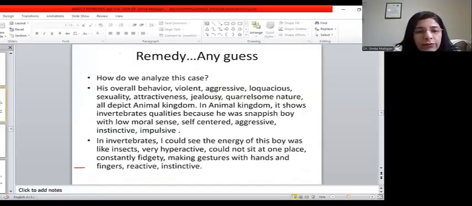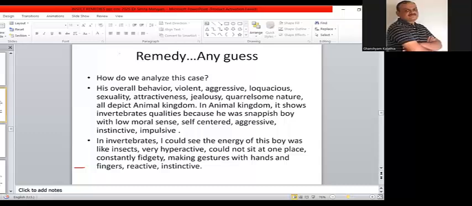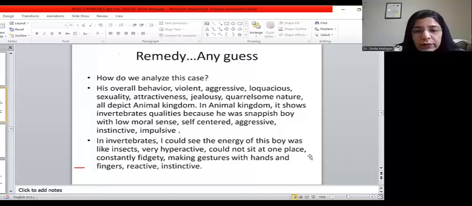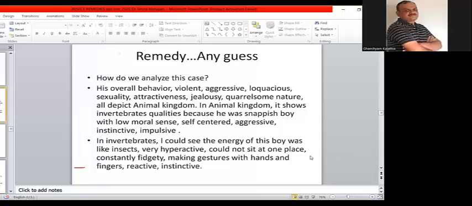Okay, so any guesses from the participants of the remedy? Mamta said it's Cantharis. Okay, good. Anybody else? Pritika said it's some Cantharis. Monica also Cantharis. Yeah. Okay, good.